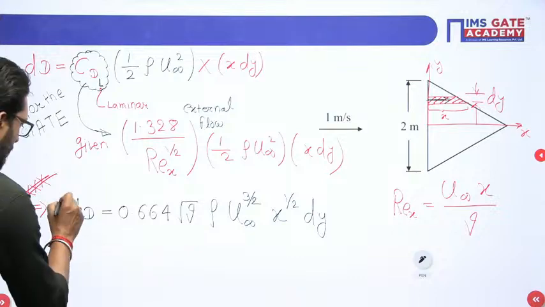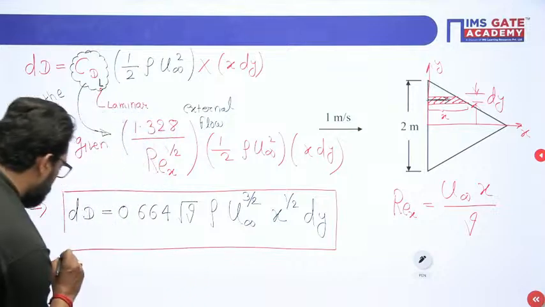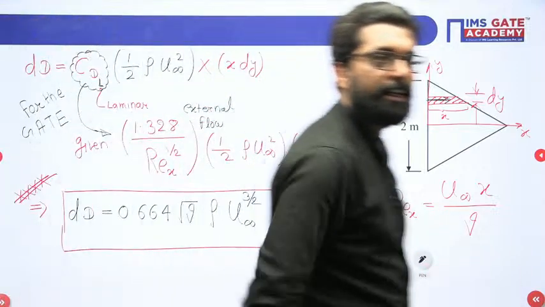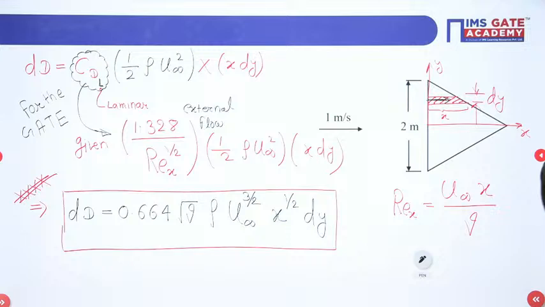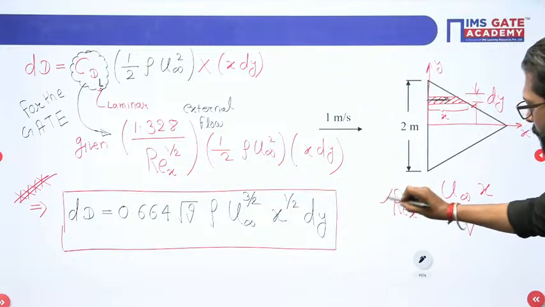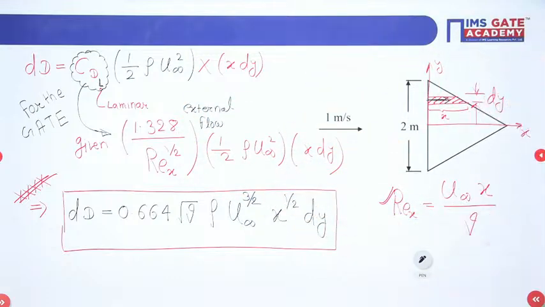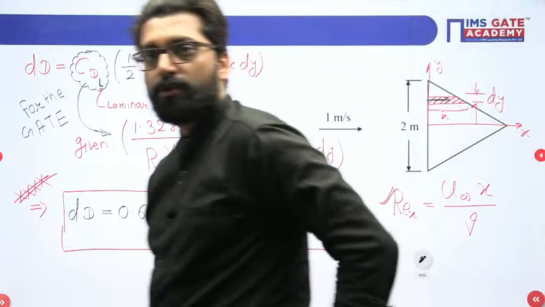So once you have this value of the drag, now you have to integrate it. After putting this value of Rex in this expression and rearranging, it looks like that. Clear? Just do the practice.